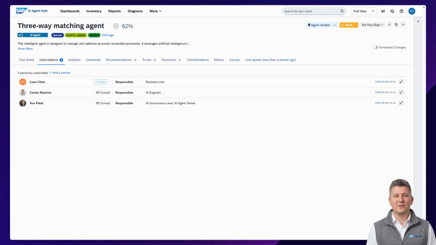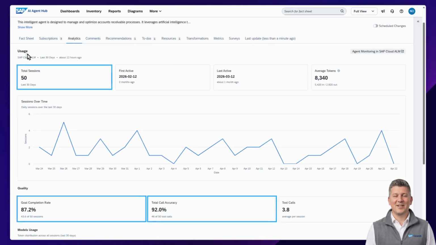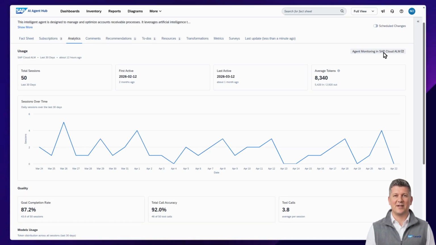Once governance is in place, supported by risk assessments and fully maintained attributes, the focus shifts from control to performance and value realization. Let's fast forward a bit because the agent has been live for some time. The next step is to understand how it is actually performing in the real world. Directly from the agent's fact sheet, the analytics view provides an immediate executive-level snapshot of adoption and efficiency. You can see usage trends, total sessions, activation timelines, and consumption patterns such as average tokens per session, all of which indicate how broadly and effectively the agent is being used.